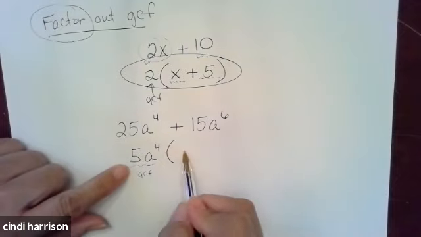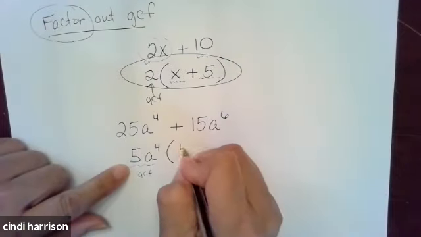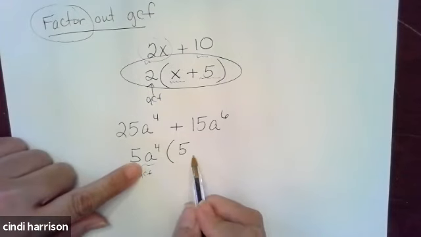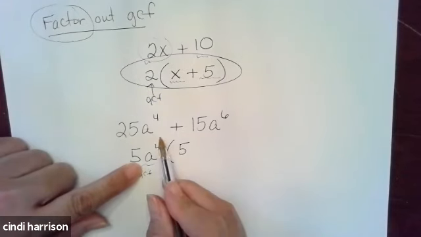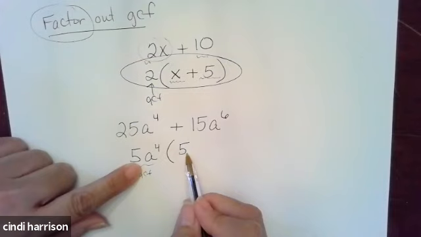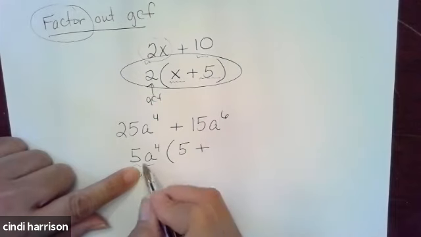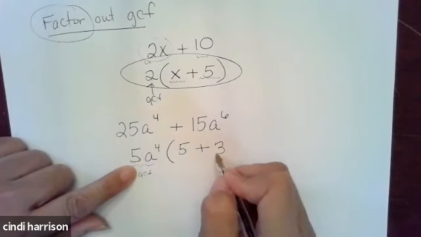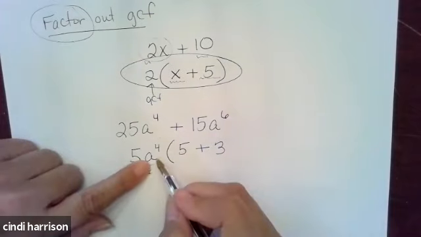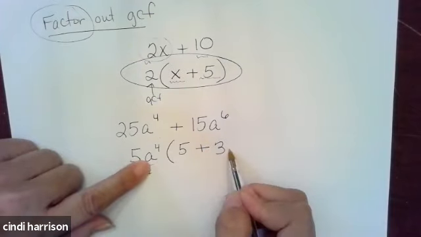So 5 times what is 25? And that would be a 5. Now, do I need to multiply by any more a's to get a to the 4th? No. So 5a to the 4th times 5 is 25a to the 4th. Now we go on to the next one. 5 times 3 would give us the 15, and a to the 4th times what would give us a to the 6th?